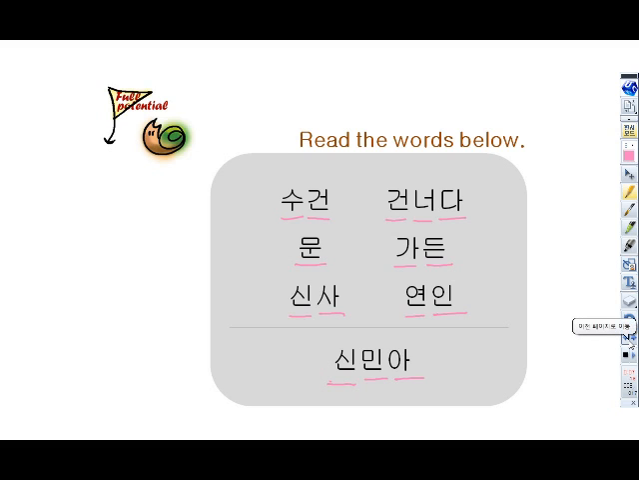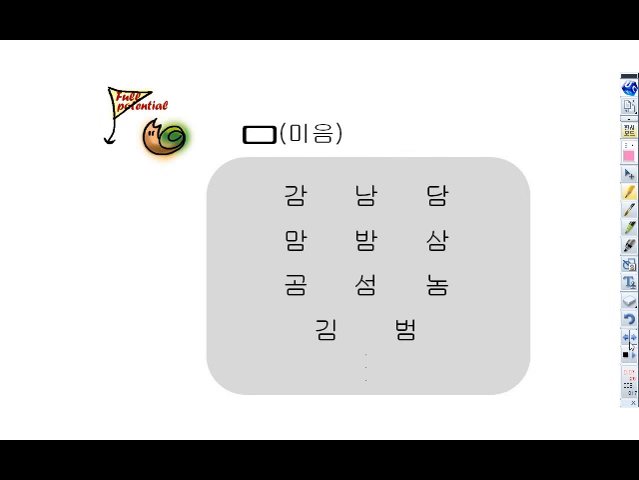Let's practice more with 미음. With 미음, the sounds are like these. 감, 남, 담, 맘, 밤, 삼, 곰, 섬, 놈, 김, 범. You got it? Then practice with more words.